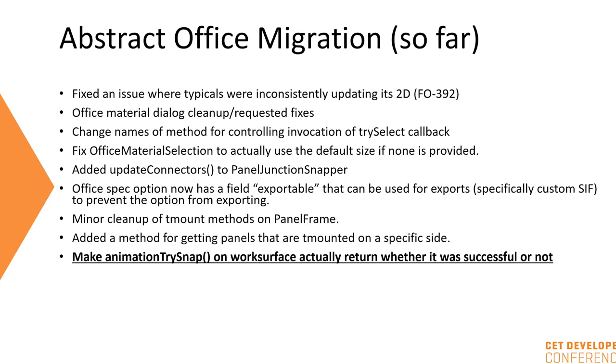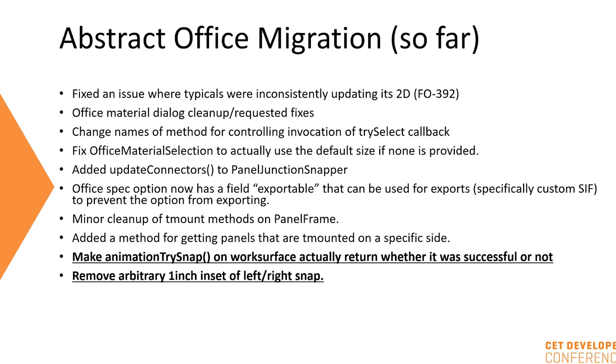First, animation try-snap on work surface has been made to actually return whether it was successful or not. Previously, I believe it would always return false, which made it impossible to check whether things actually snapped when overriding this method in your subclasses. We also removed the arbitrary 1-inch offset for the left and right snap on panel frame. This should make it not a requirement to actually override where those connectors get positioned.